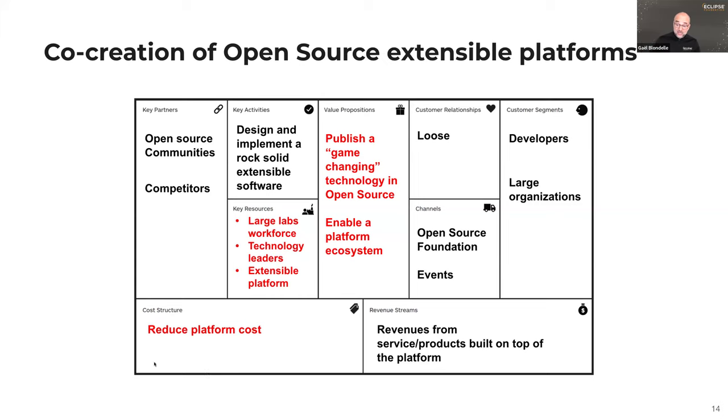And in addition to that, you reduce the platform cost because everybody collaborates around the same platform. And the key resources here is that you need enough R&D to make it happen. You need technology leaders. And you need an extensible architecture because otherwise it cannot work.